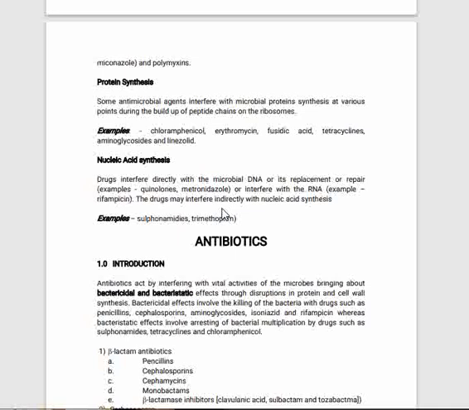Drugs associated with protein synthesis, which we call protein synthesis inhibitors, interfere with microbial protein synthesis at various points during the buildup of the peptide chains on the ribosomes. For example, we have chloramphenicol, erythromycin, fusidic acid, tetracycline, aminoglycosides, and linezolid. You need to know these drugs by name, their mechanism of action, and when they are prescribed as indication.